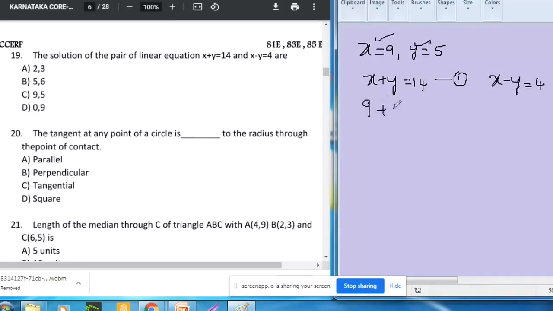So x is 9 and y is 5, which is nothing but 14. Yes, it is satisfying the first equation. And I am replacing x value with 9 and y value with 5, which is nothing but 4. 9 minus 5 is 4, which is the right hand side. So 9 and 5 are satisfying both the equations. So correct option for this question is C, 9, 5. Whereas if you replace A, B, and D, it is not satisfying. So 9 and 5 are the correct option for this question.